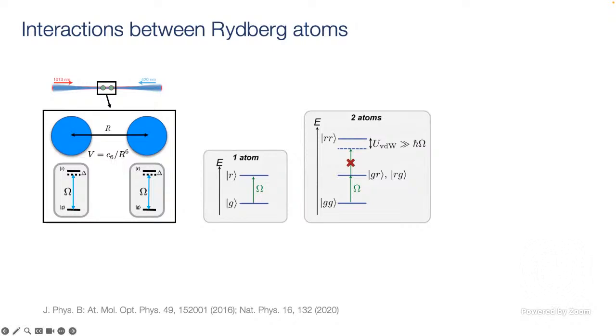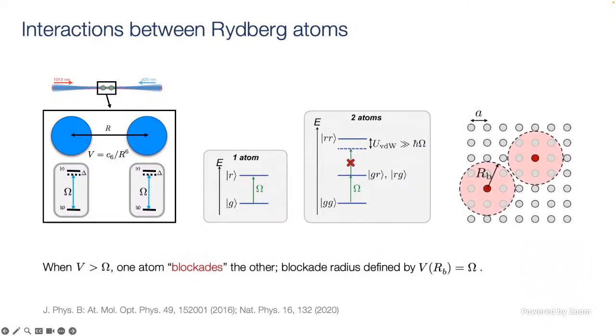So for instance, if you just consider two atoms, the state where both of the atoms are in the Rydberg state, this RR state, you can see that because of this van der Waals interaction, which is really strong, this RR state gets driven out of resonance. So the laser can no longer drive transitions to this state where both of the atoms are in the Rydberg state. And that is what we call the Rydberg blockade. So the Rydberg blockade refers to the idea that if one atom is excited to the Rydberg state, that prohibits the simultaneous excitation of nearby atoms in some characteristic blockade radius to the Rydberg state.